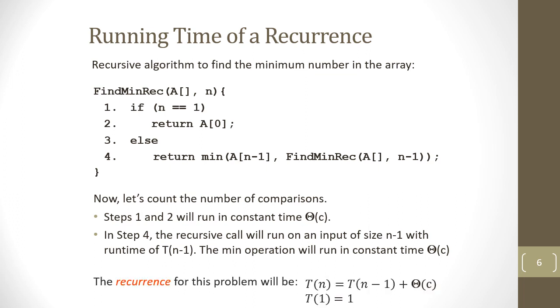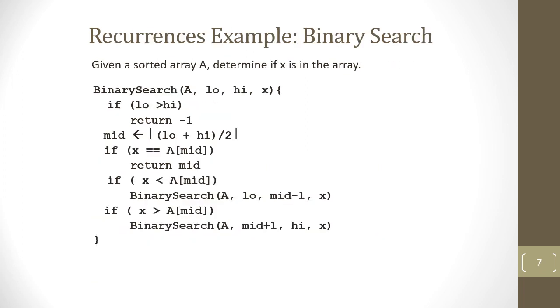So the recurrence for this problem will also be t of n is equal to t of n minus 1 plus some constant size, or we can just write plus 1. And the base case will be t of 1 is equal to 1. In the last 3 slides, we have seen the examples where the input size was decreasing by 1 in each iteration, and there was only one operation that was running in the non-recursive part. Hence, they all had the same recurrence equation. Similarly, for linear search, we will have the same recurrence equation.